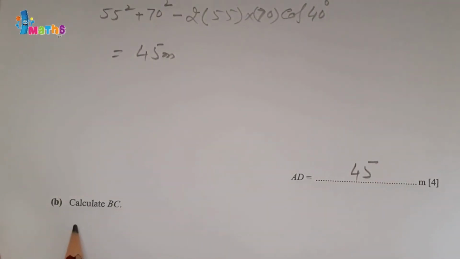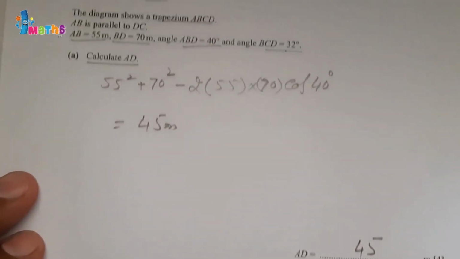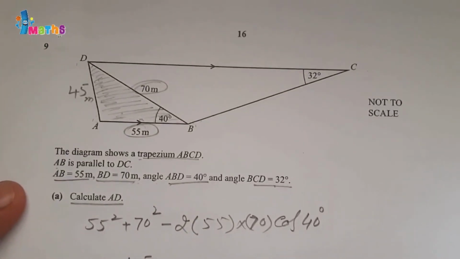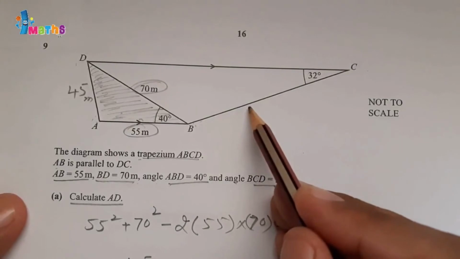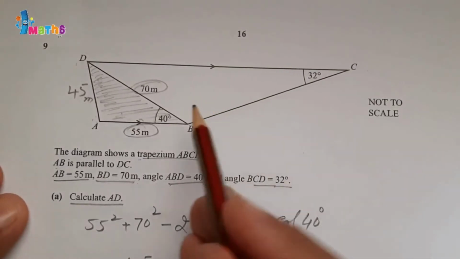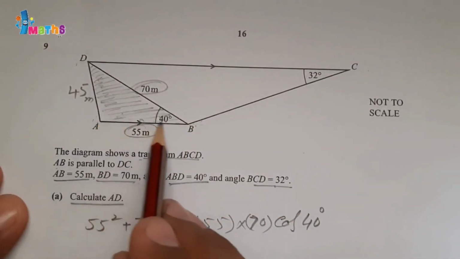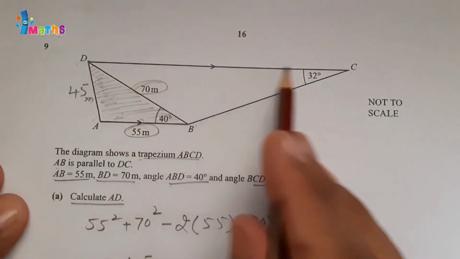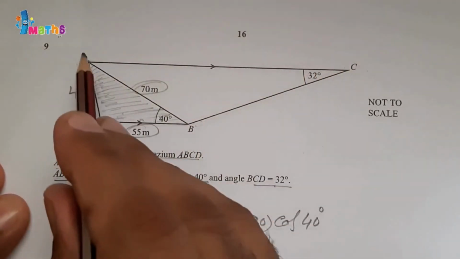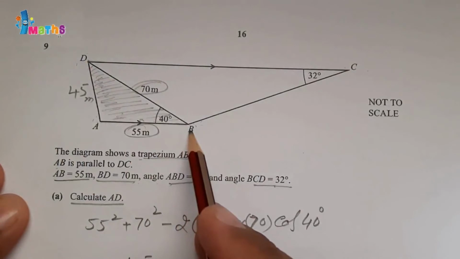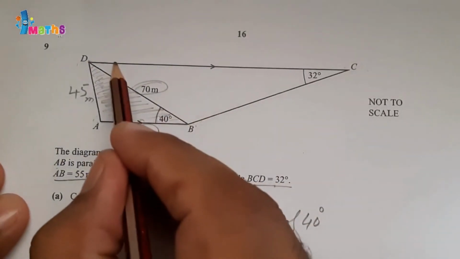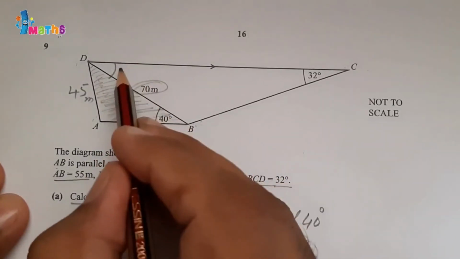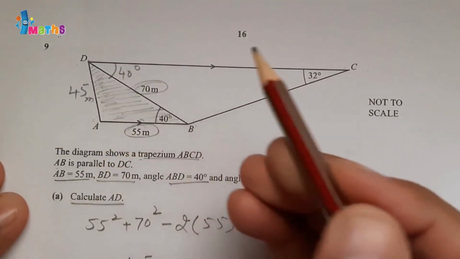Then for part B, we'll have to calculate BC. If we see, BC is this side, so we'll have to calculate this side. For this one, we have to understand, see this one, AB is parallel to DC. So a line intersecting, this is DB, which is line intersecting these two parallel lines. Hence this angle will be equal to this angle. So if this is 40, this will also be 40 degrees.